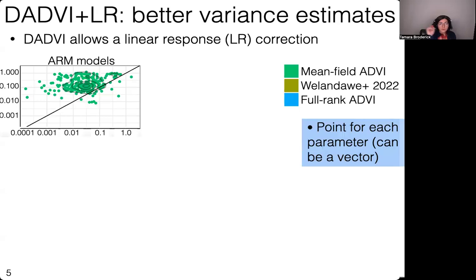First of all, note that there's a point for every parameter. So remember, there's 53 different applied regression modeling models. Each of them has multiple parameters. Some of those parameters could be vectors, in which case we summarize them with a point. We have a point for each parameter.